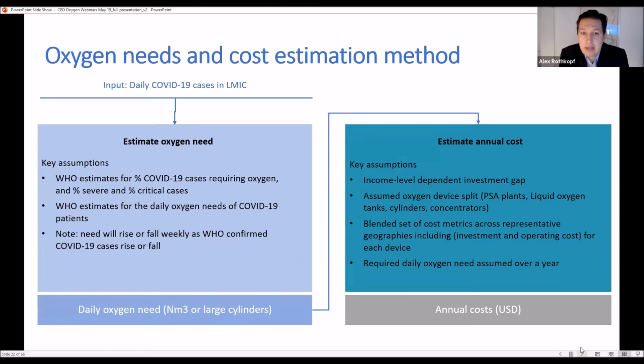We created blended cost metrics for each modality to estimate the cost to deliver that oxygen and assume that the current state of oxygen need from the tracker is maintained over an entire year, which results then in the annual cost. And the outcome of all of these activities is the Oxygen Needs Tracker, which I'm posting into the chat now. Hopefully that works. Yep. For your perusal. Next slide, please.